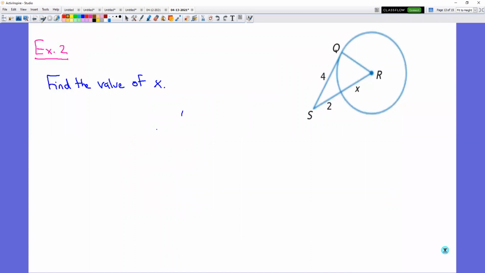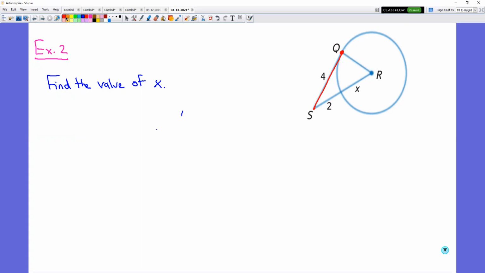All right, let's do example number 2. Again, we're trying to find the value of x. So we're going to discover how to figure out what this is. So as I look here, I see that QS is a segment that touches a circle exactly once. I also see that Q to R is going to be a radius.